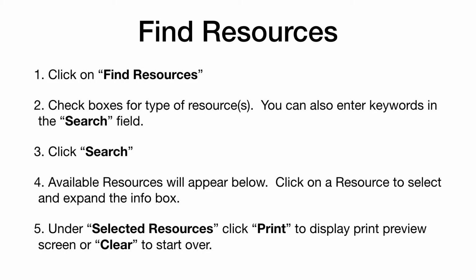And lastly, if you need to find a resource, then click on Find Resources, check the boxes for the type of resources. You can also enter keywords in the search field, click Search. Available resources will appear below, so click on a resource to select and expand the info box. Under the selected resources, you can select all the ones you want and then print to display the print preview screen, or clear to start over.